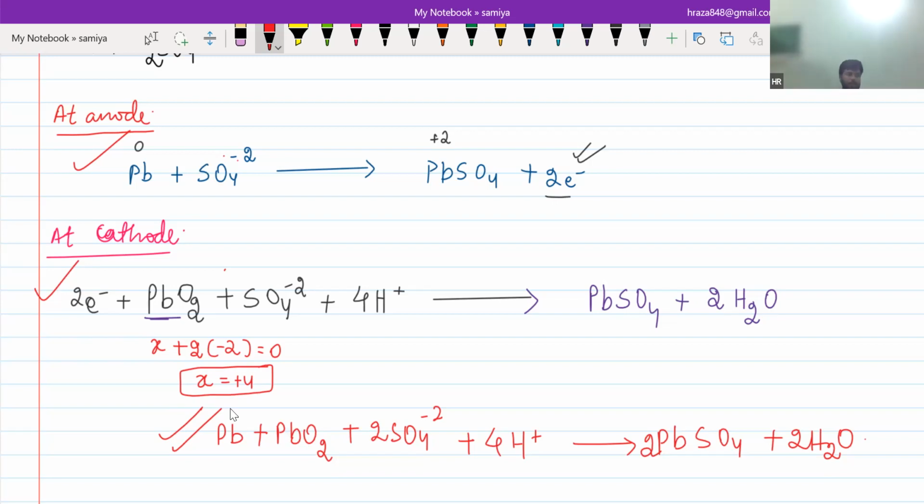Okay, that means you have almost covered 4 chapters: haloalkanes, alcohols, solutions, and you are in electrochemistry. So after this chapter, we will go for haloalkanes, right?